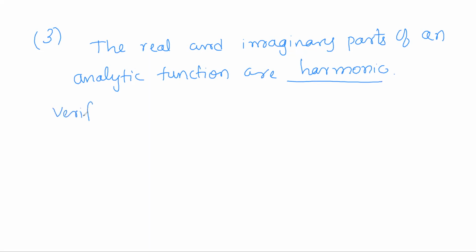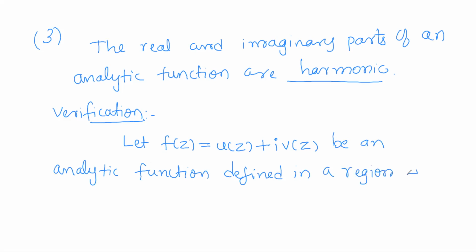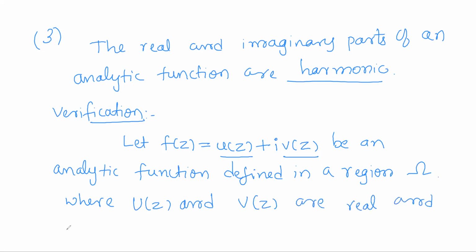So we shall verify it. Verification: let f of z equals u of z plus i v of z be an analytic function defined in a region omega, where we call u of z and v of z the real and imaginary parts of f, where u of z and v of z are the real and imaginary parts of f of z.